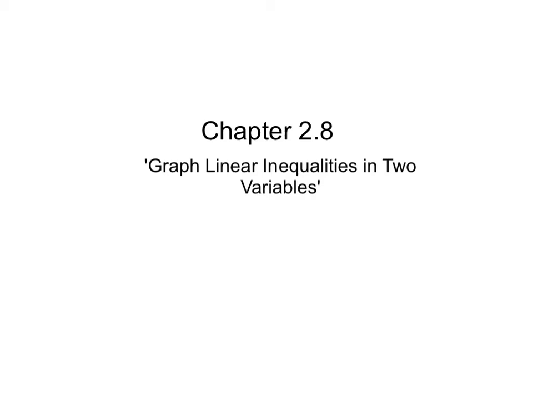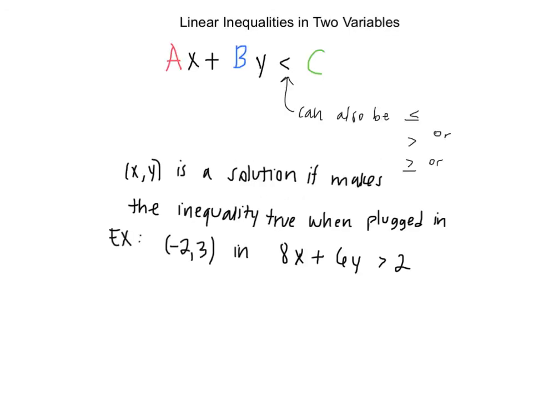Hey, we're going to be covering Chapter 2.8, Graph Linear Inequalities in Two Variables. So these inequalities will take the form of ax plus by is less than c, and the less than can also be less than or equal to, greater than, or greater than or equal to. For the purpose of this example, I just used less than. So a, b, and c are all constants that are not zero.